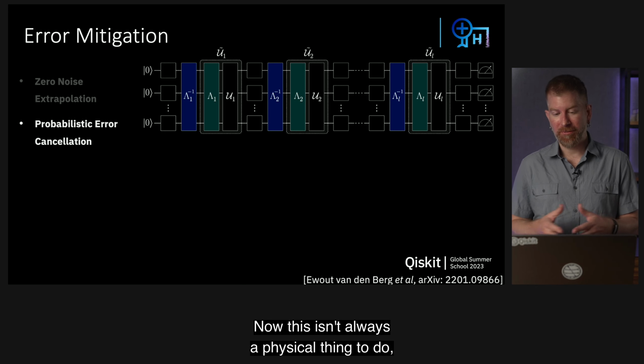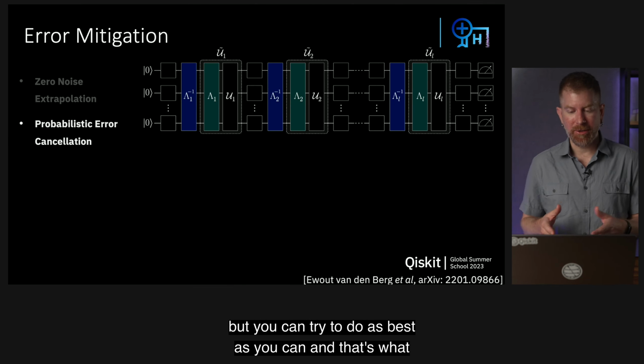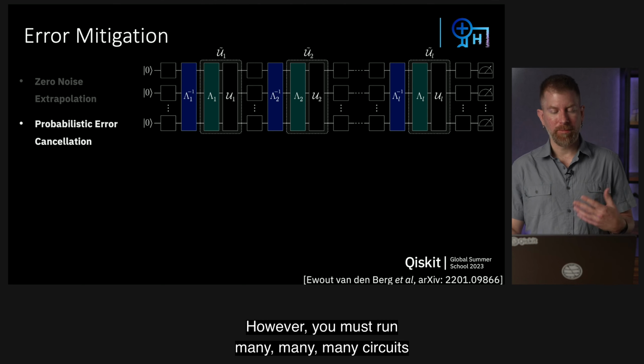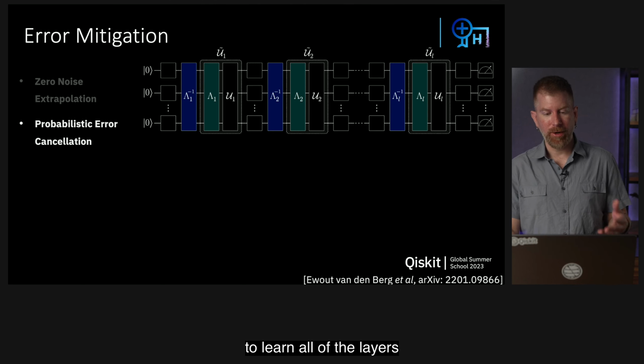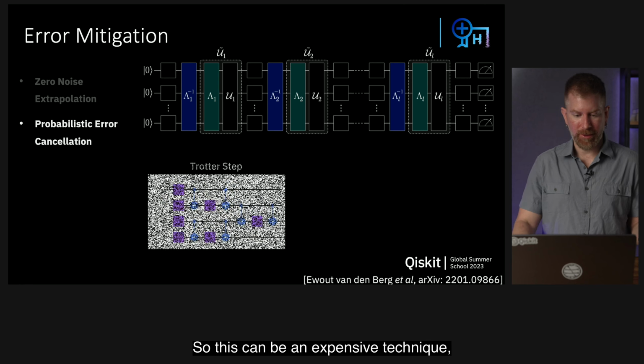Now this isn't always a physical thing to do. You can't always invert this matrix, but you can try to do as best as you can, and that's what probabilistic error cancellation tries to do. However, you must run many, many, many circuits to learn all of the layers to then apply your probabilistic error cancellation, so this can be an expensive technique.